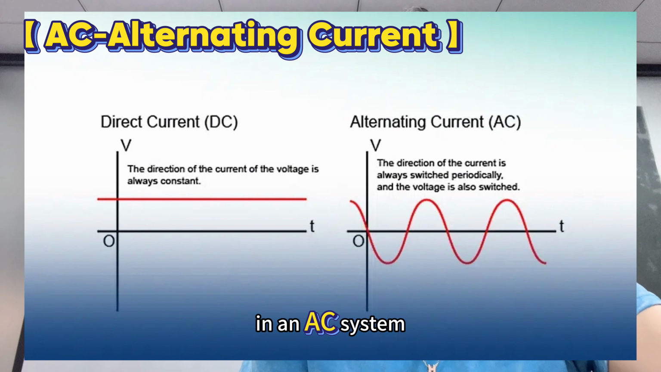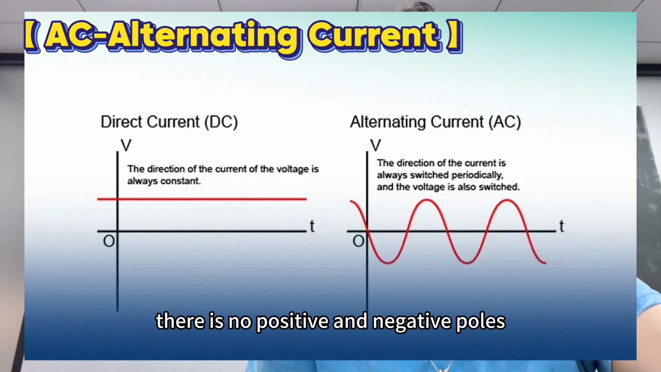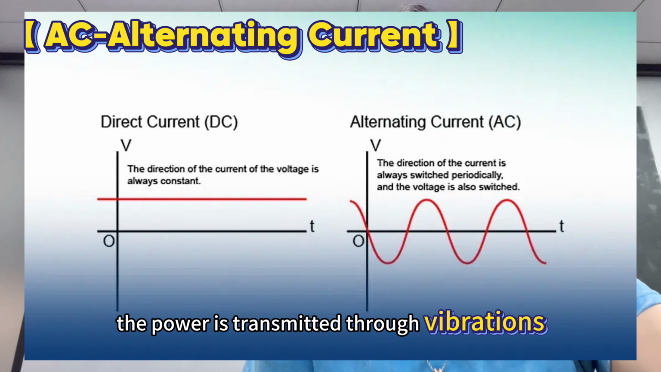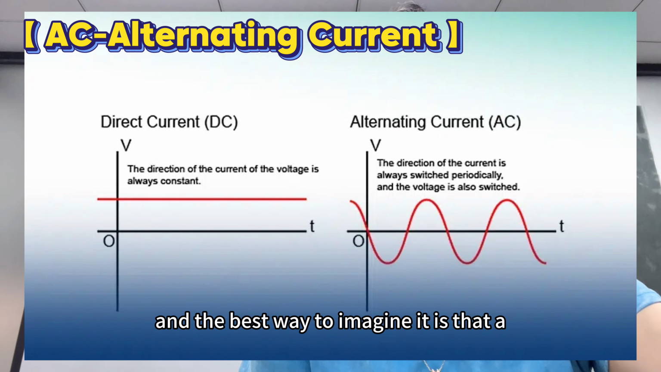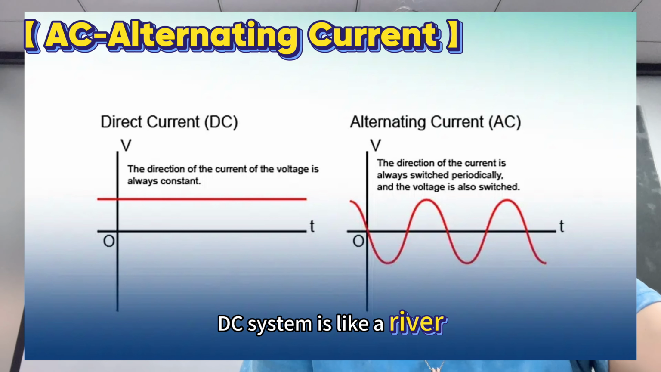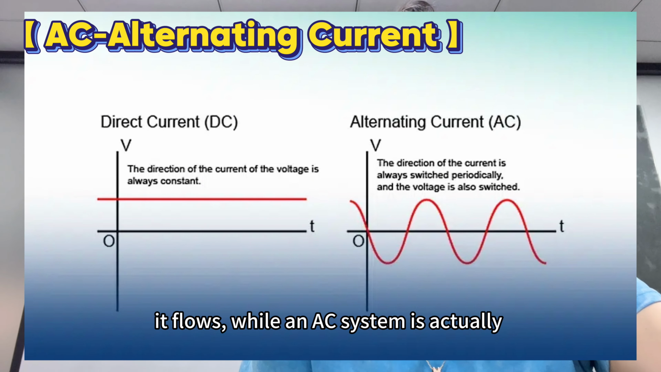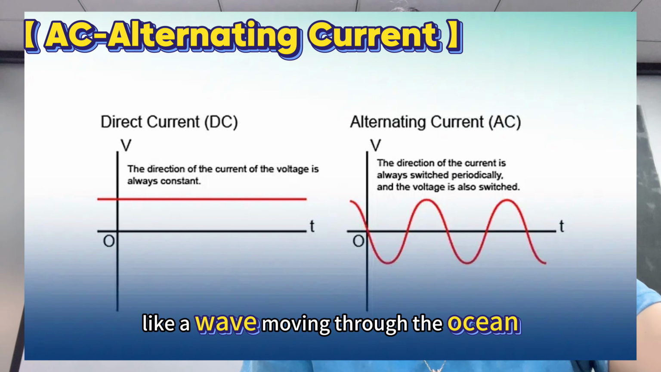In an AC system, there is no positive and negative pole. The power is transmitted through vibrations. There is no flow. And the best way to imagine it is that a DC system is like a river. It flows, while an AC system is actually like a wave moving through the ocean.